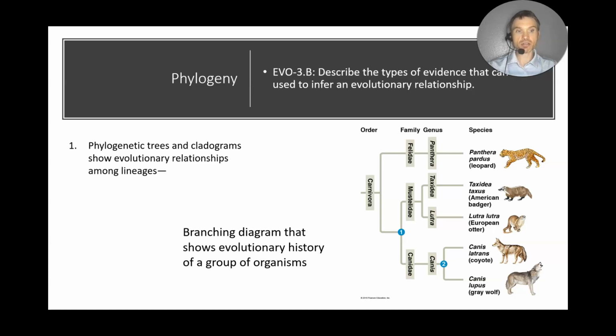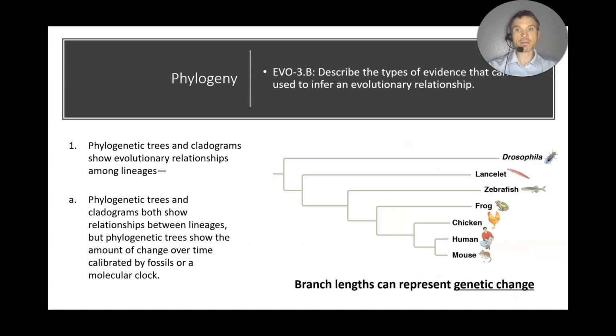You can see in this particular situation, we start with canines, which is our order, and we further divide it into our family, our genus, and species. You can see how the various species here, the leopard, the badger, the otter, the coyote, and the gray wolf, are related to one another evolutionarily speaking. You can see that the coyote and the gray wolf share a more recent common ancestor. In other words, they are more distantly related to the leopard than they are to each other.